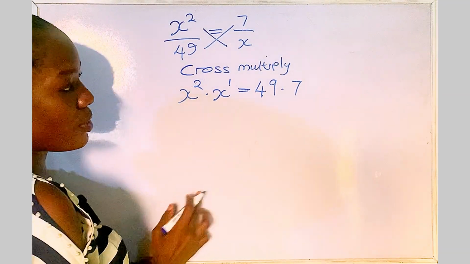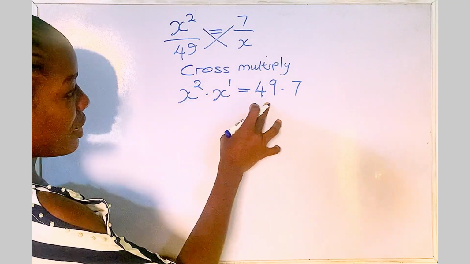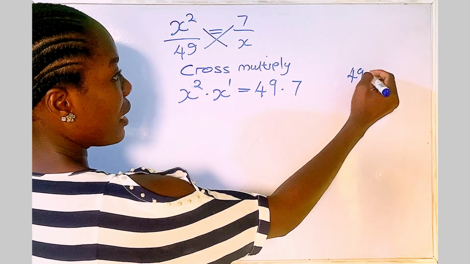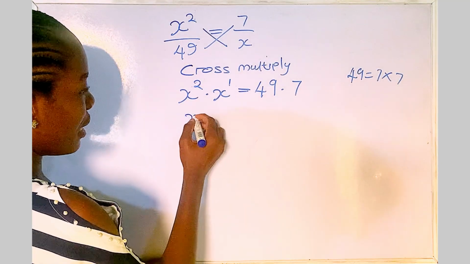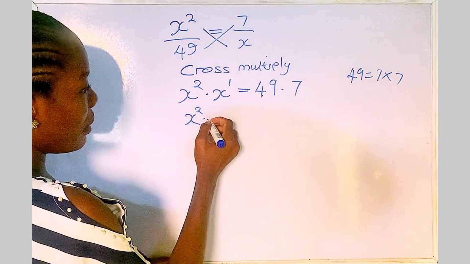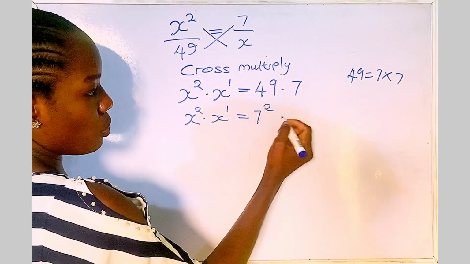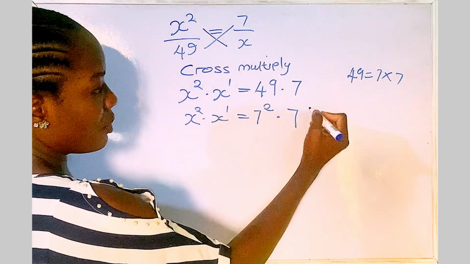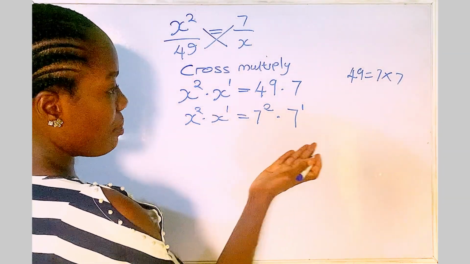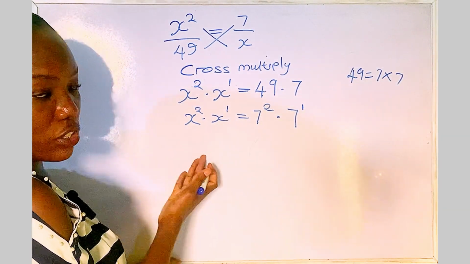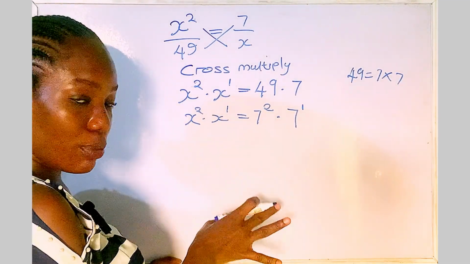Now, if you notice, you see that 49 is a perfect square. So that means 49 can be written as 7 times 7. Okay? So we have x to the power of 2 multiplied by x to the power of 1 is equal to 7 to the power of 2 multiplied by 7. I can just add 1 here, it doesn't change anything. So we see we have the same form of equation on the left and on the right hand side. So from here, your guess is as good as mine, but let's keep going.